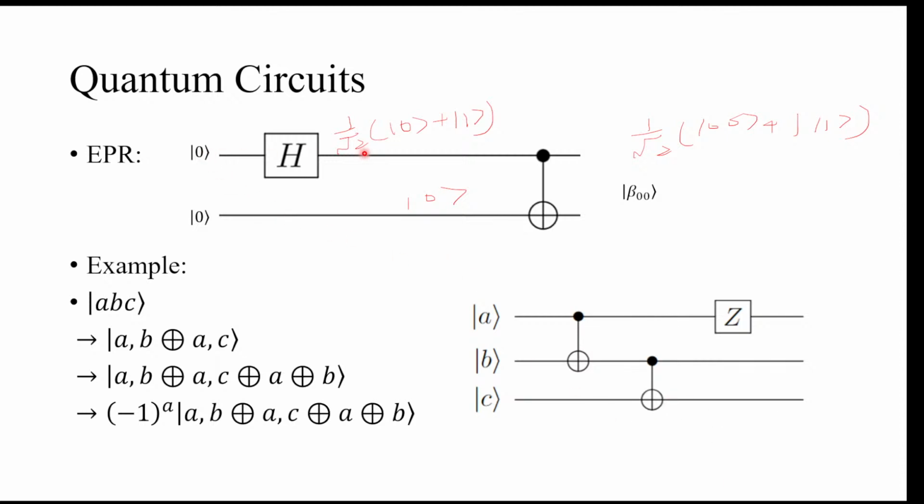If you go through Hadamard and CNOT, then your 0, 0 will become beta 0, 0. So this is how you transform between the computational basis and the Bell basis. Up to here you have 1 over square root 2 of 0 plus 1 on the first qubit. Then CNOT keeps 0, 0 as 0, 0, and 1, 1 becomes 1, 0. And we also have an example here.